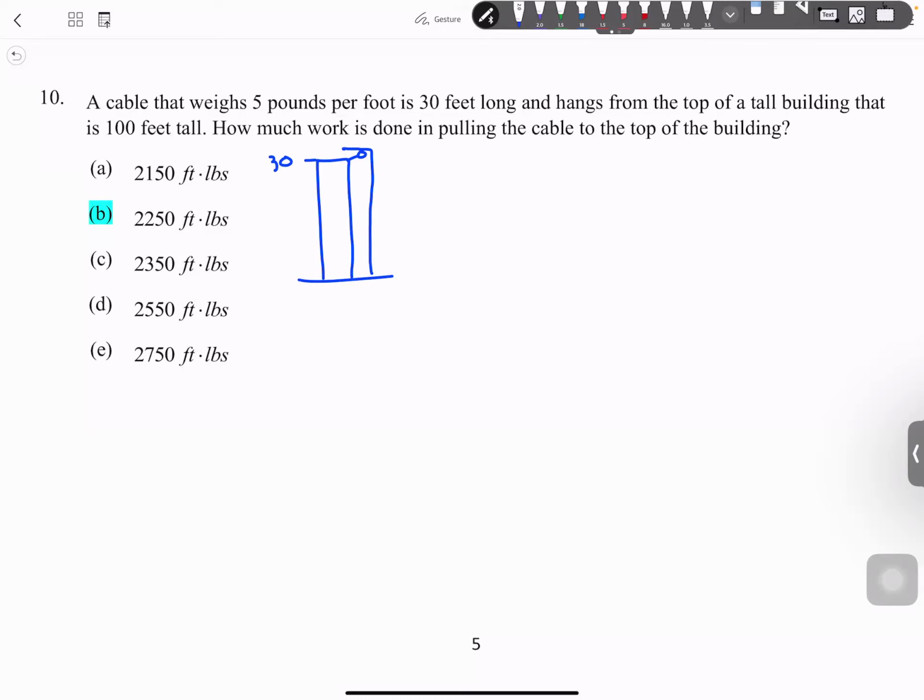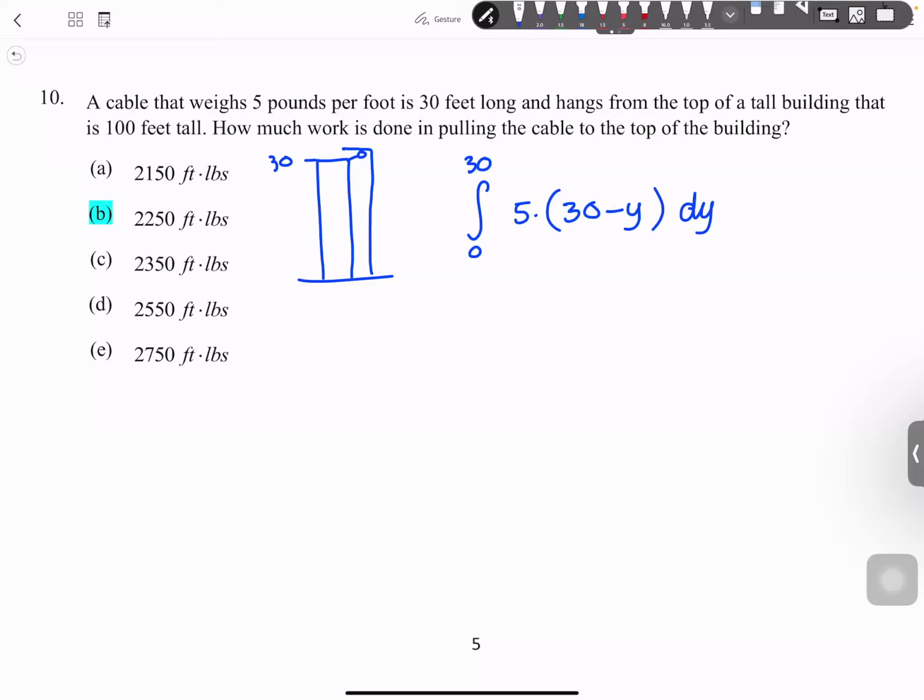So the very simple way that we're going to set this up is simply going to be the integral of, it weighs 5 pounds per foot, all right? So 5 pounds per foot, and there is 30 minus y feet of it. Remember, as you're pulling the cable, it keeps getting shorter. So we have to give a function for the length of the cable. That function is 30 minus y, all right? dy, and I will integrate from 0 to 30, right?